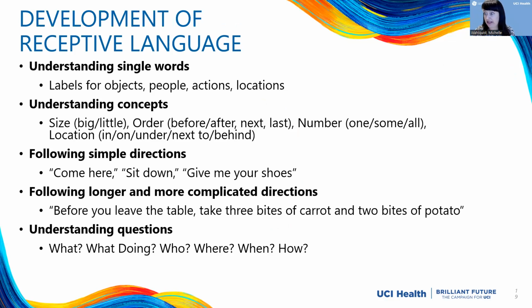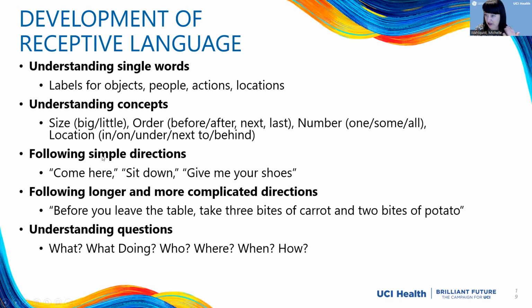Let's just talk about how it develops first. Usually children start understanding single words first, like labels for objects and people and actions that are in their everyday environment. Then they understand concepts like big and little, the order of things. So before you put on your shoes, put on your socks. First, we're going to go to the shoe store, and then we're going to go get ice cream. They understand number concepts.